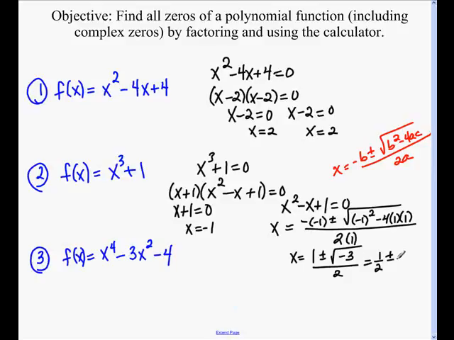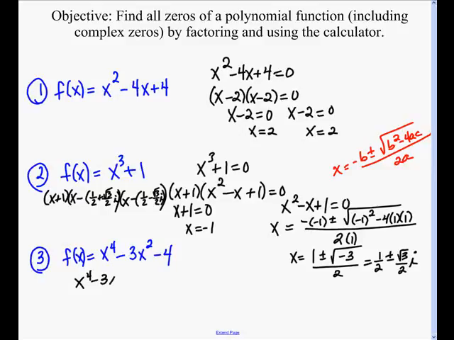So this is really 1/2 plus or minus. Remember, the square root of negative 3 is really i times the square root of 3, or we can write that as the square root of 3 over 2 times i. So the zeros are negative 1, and then 1/2 plus the square root of 3 over 2 i, and 1/2 minus the square root of 3 over 2 i. Now remember, that tells us that we could factor this, if we wanted to, as x plus 1 times x minus the 1/2 plus the square root of 3 over 2 i, and x minus the 1/2 minus the square root of 3 over 2 i.